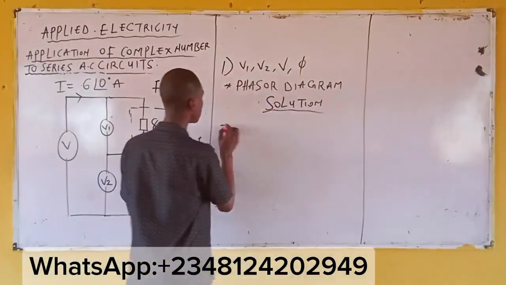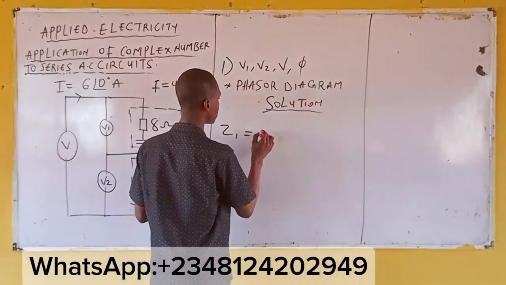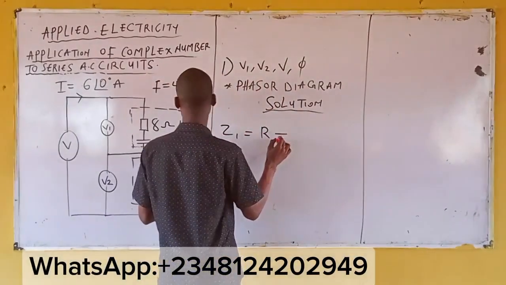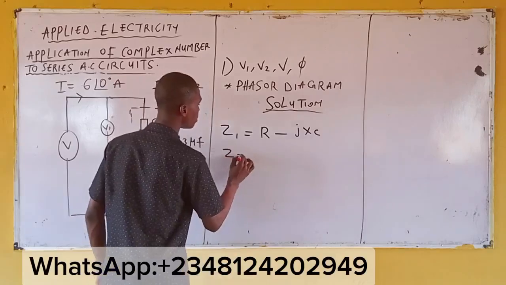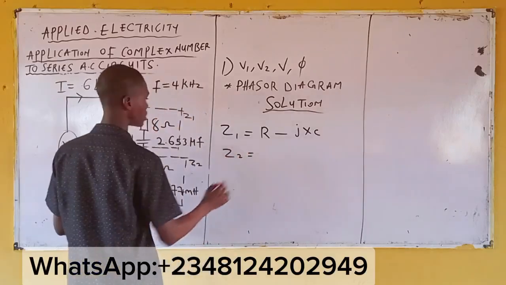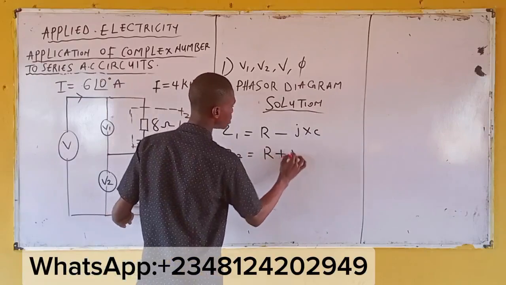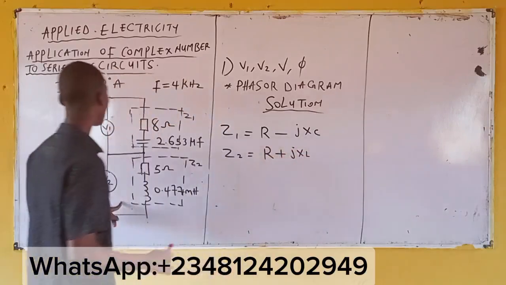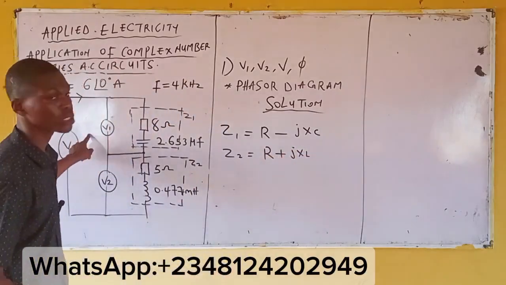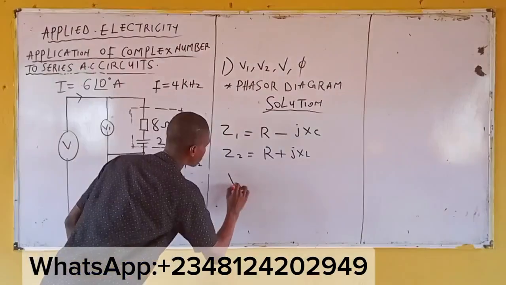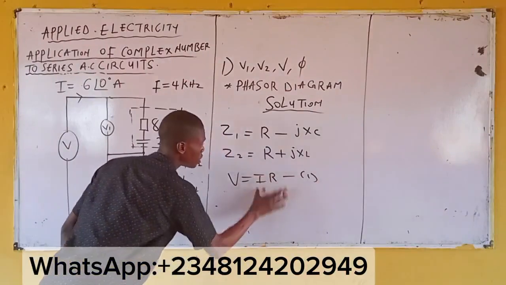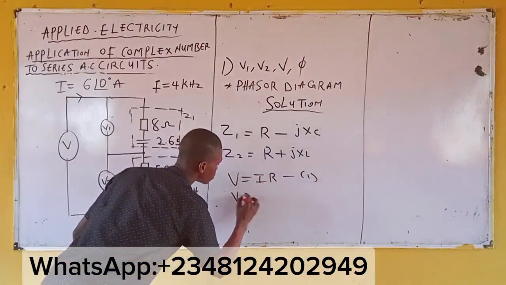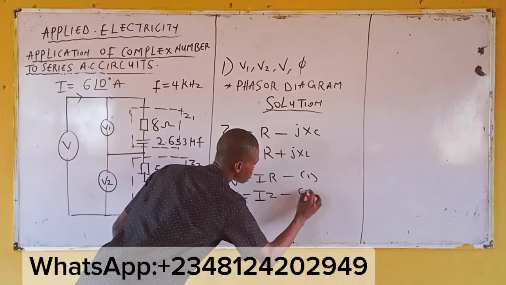Now, let's write the impedance of both circuits. For Z1, what will be the formula for the impedance? R minus JXC. For Z2, what will be the formula for the impedance? R plus JXL, right? Now, what are we asked to calculate? V1. Recall from Ohm's law, V is equal to IR. Call this equation 1. Then equation 1 can be written as V is equal to IZ. Call this equation 2.